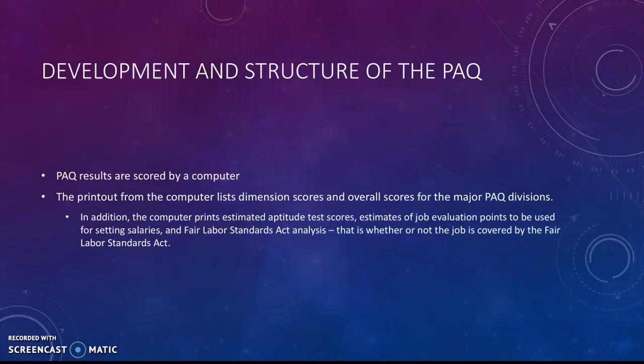The PAQ results are analyzed by the computer and scored. The printout from the computer lists dimensions, scores, and overall scores for the major PAQ dimensions. Estimated aptitude test scores and estimates of job evaluation points to be used for setting salaries are calculated, as well as determinations as to whether the job is covered by the Fair Labor Standards Act, or FLSA.